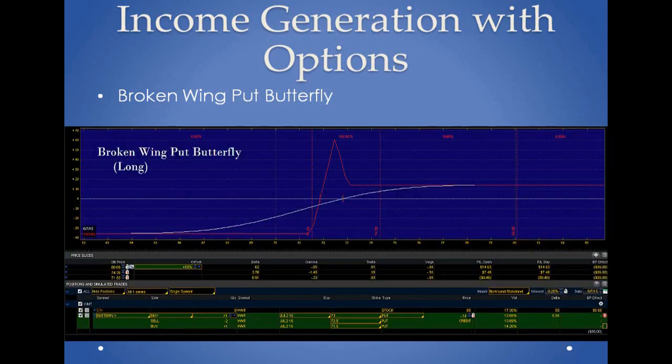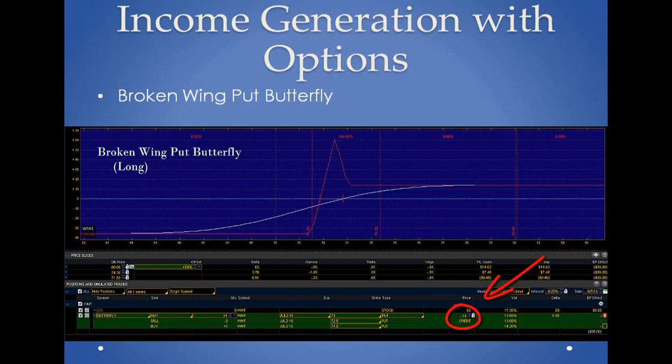So in this particular example of the broken wing put butterfly, we're using Walmart again. Walmart's trading right around $72.50, so I picked that as our base. We bought a 73 put, we sold two 72.5 puts, and then we skipped the 72 put and bought a 71.5 put. And we got a net credit of 14 cents.